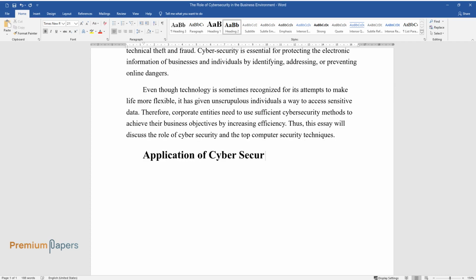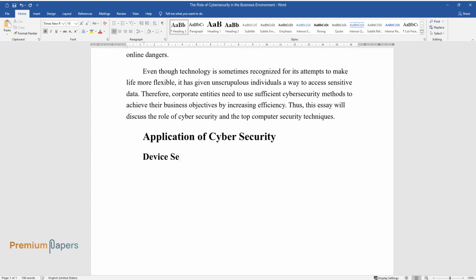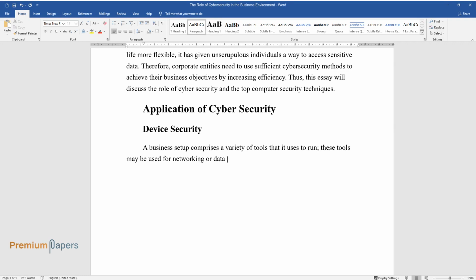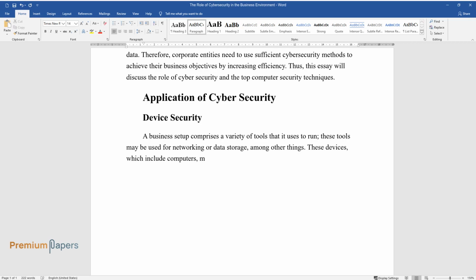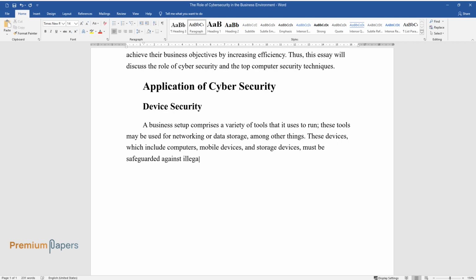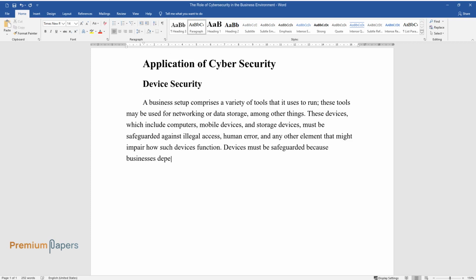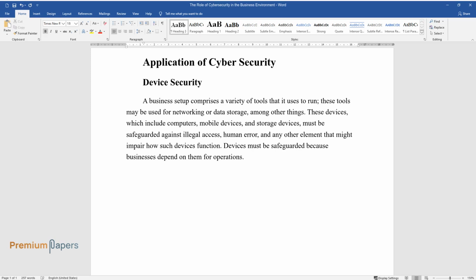Application of cybersecurity. Device security. A business setup comprises a variety of tools that it uses to run. These tools may be used for networking or data storage, among other things. These devices, which include computers, mobile devices, and storage devices, must be safeguarded against illegal access, human error, and any other element that might impair how such devices function. Devices must be safeguarded because businesses depend on them for operations.